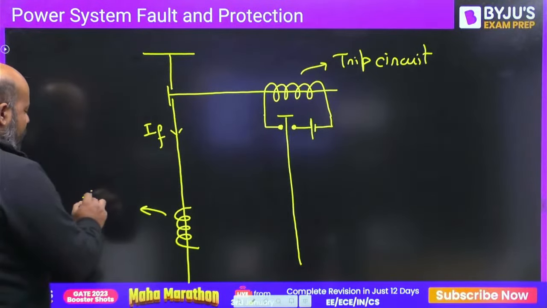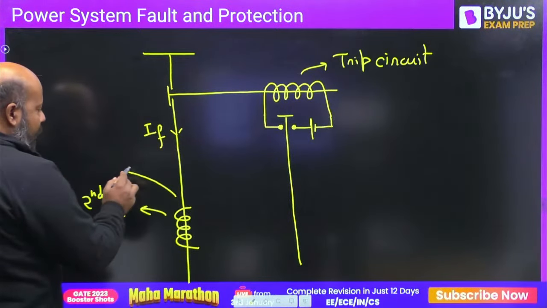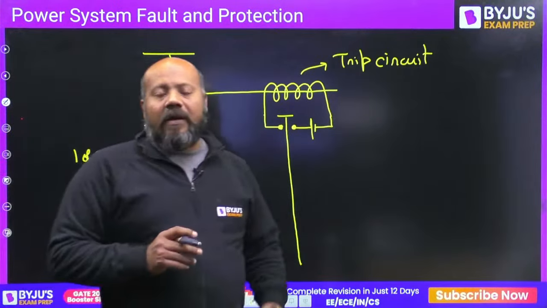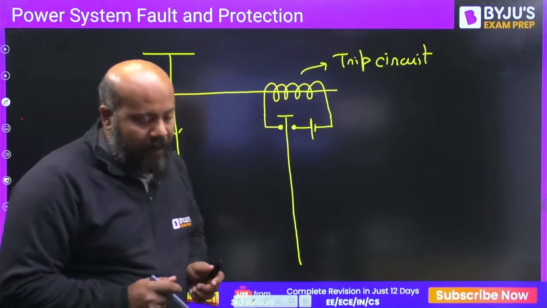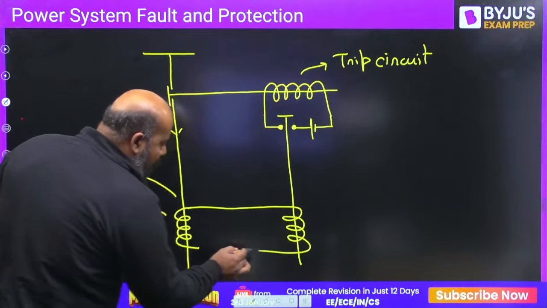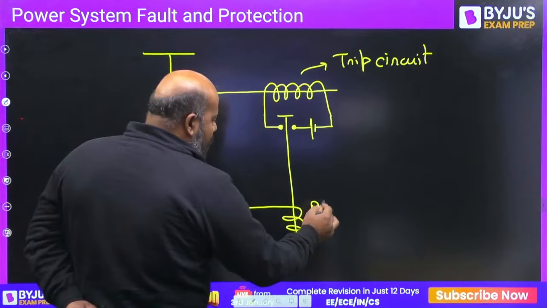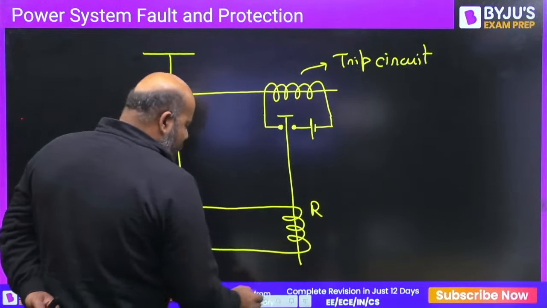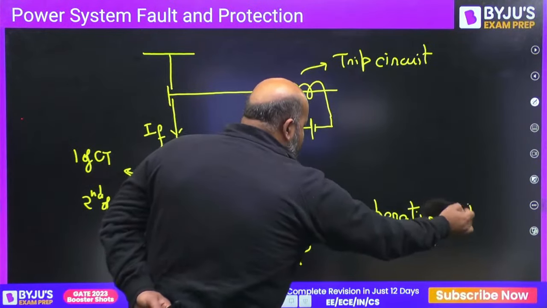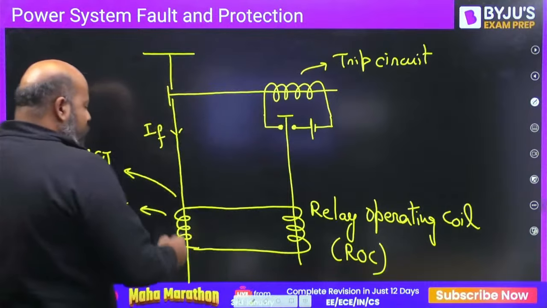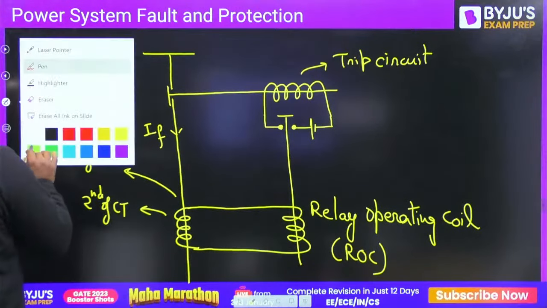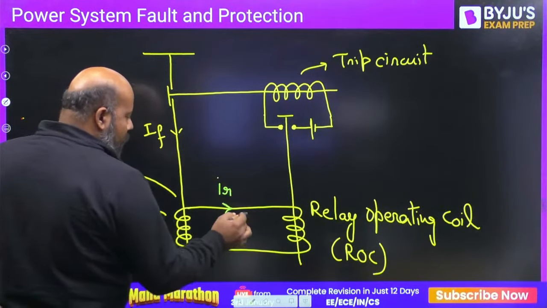Now this is the secondary of the CT, and this line itself behaves as the primary of the CT, because you know for the current transformer the primary number of turns is very less and the secondary number of turns is very high. Now this secondary of the CT is going to be connected to the relay operating coil like this. This is the relay operating coil. In short, it is called ROC. So, the basic idea is this fault current will be reflected as current in the ROC.